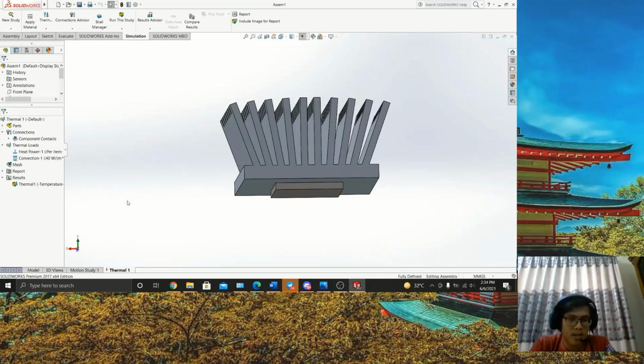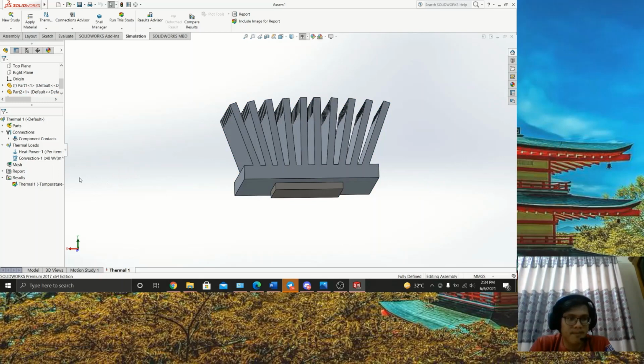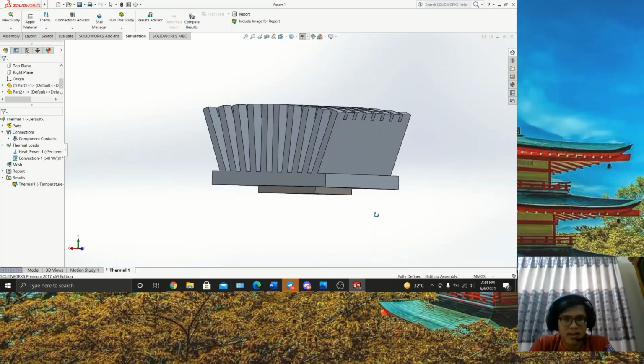So the heat power that be supplied at the chip is 60 and the convection through the heatsink is 40 watt, which ambient temperature at 303 Kelvin, which is 29.29 degrees C. So let's see to the simulation.